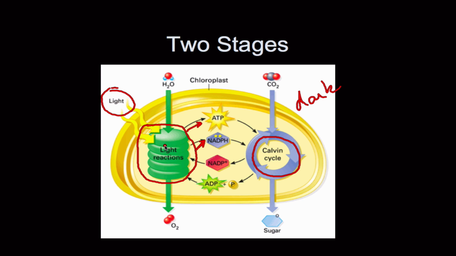The ATP from the first part of the reaction and the NADPH of the first part of the reaction, they go into the Calvin cycle. And what comes out is we have an NADP+, and we have an ADP plus a phosphate molecule, and we have that sugar molecule, which was the goal of the reaction.